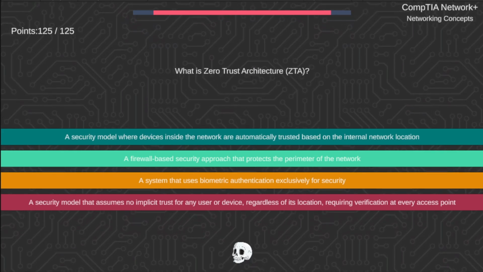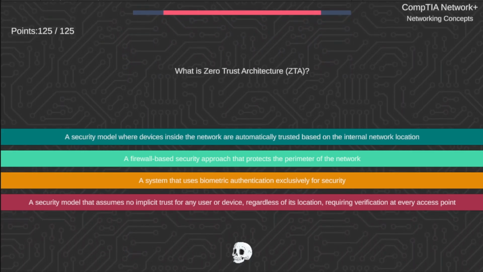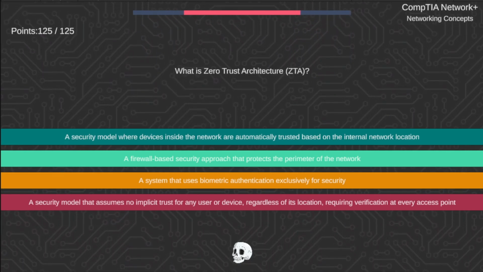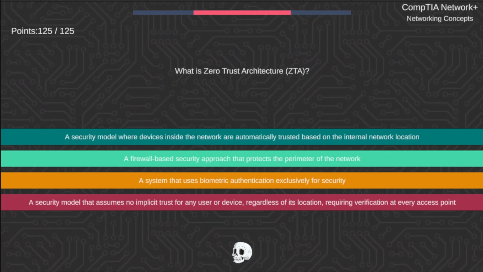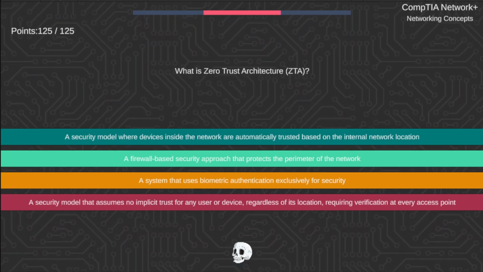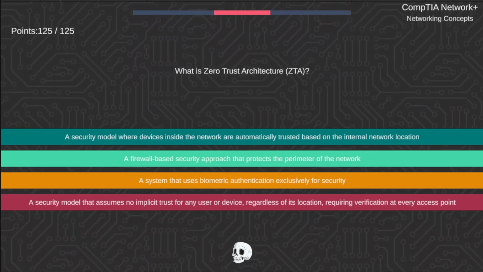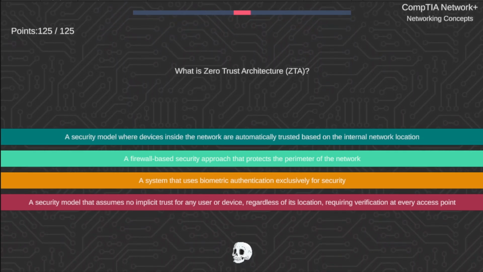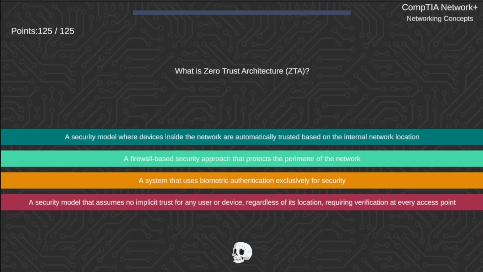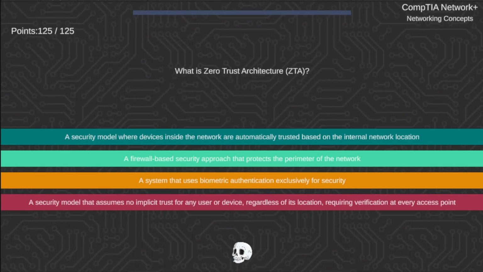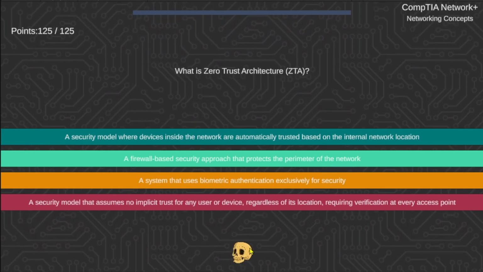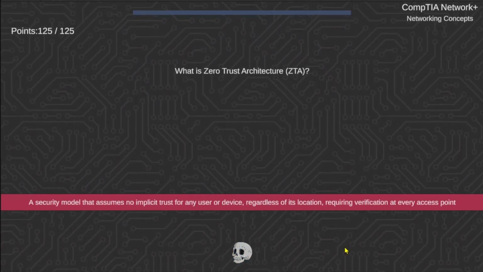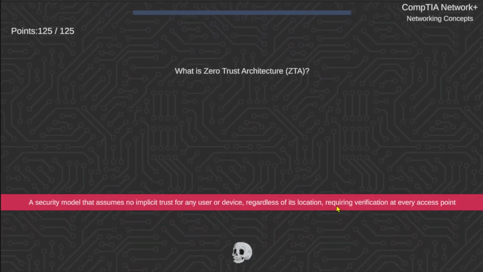What is Zero Trust Architecture? A security model where devices inside the network are automatically trusted based on the internal network location. A firewall-based security approach that protects the perimeter of the network. A system that uses biometric authentication exclusively for security. Or a security model that assumes no implicit trust for any user or device, regardless of its location, requiring verification at every access point. Zero Trust Architecture, ZTA. Correct answer is a security model that assumes no implicit trust for any user or device, regardless of its location, requiring verification at every access point.